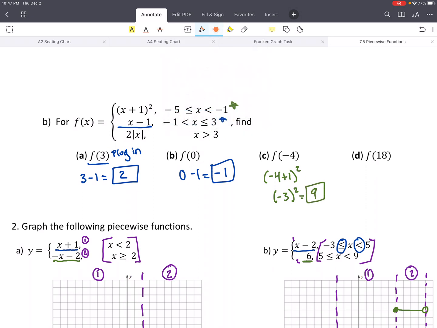And for 18, is 18 between -5 and -1? No. Is it between -1 and 3? No. Is it greater than 3? Yes. So I'm going to go 2 times the absolute value of 18, which is just 2 times 18, which is 36.